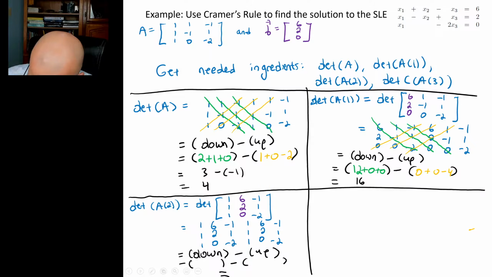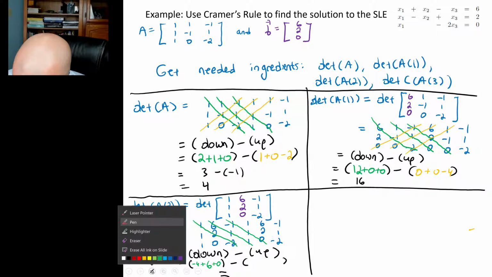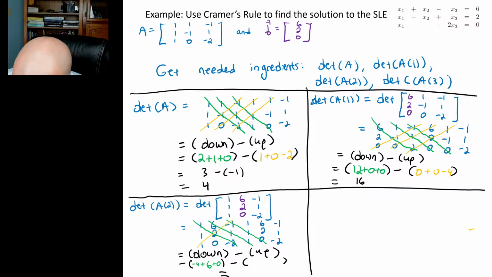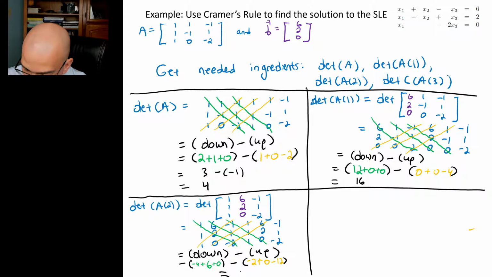Okay, so the first down product, we're going to have -4. Second down product, we'll have +6. And the third down product we have is 0. And then the up products, 1 times 2 times -1, so -2. And then 0. And then -12. So we have 2 subtract -14. So 2 plus 14, we have 16.